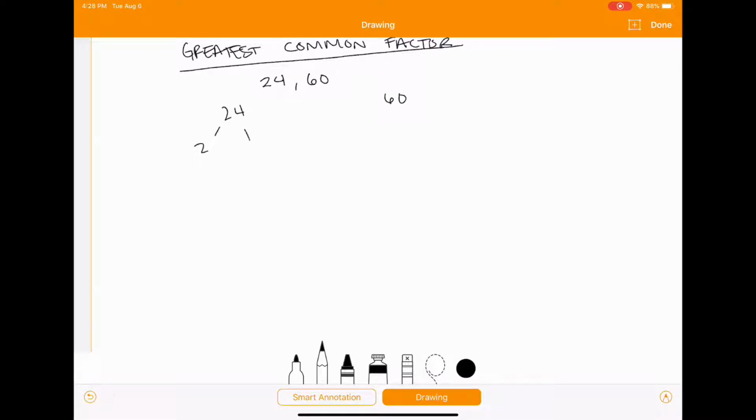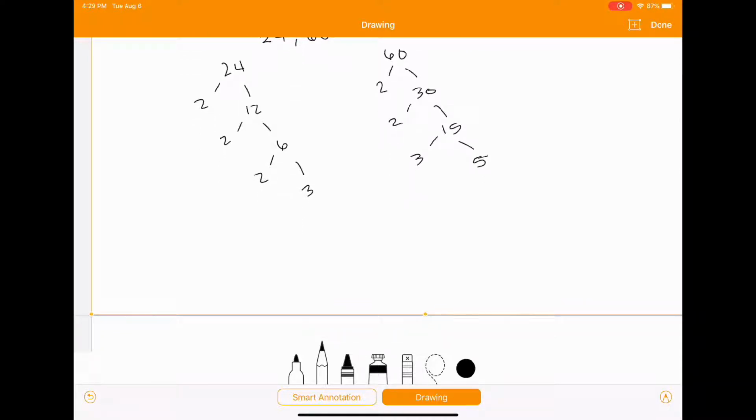So 2, 12, 2, 6, 2, 3, 2, 30, 2, 15, 3, 5. Okay, so now that you've got all of these, then you're going to lay them out horizontally next to each other. So for 24, our prime factorization is 2 times 2 times 2 times 3. And then for 60, we've got 2 times 2 times 2, times 3 times 5.